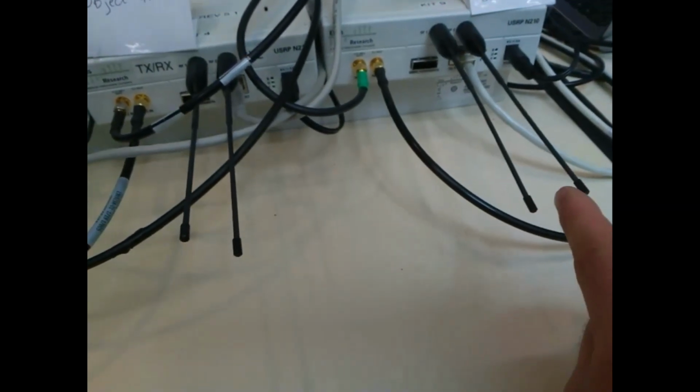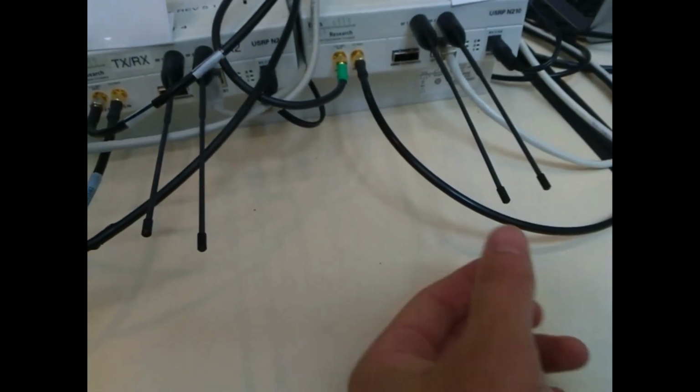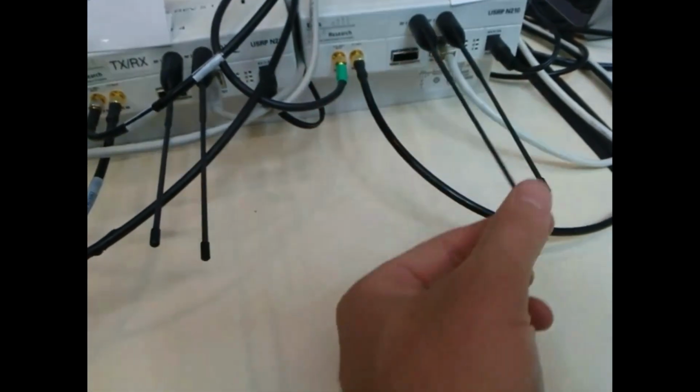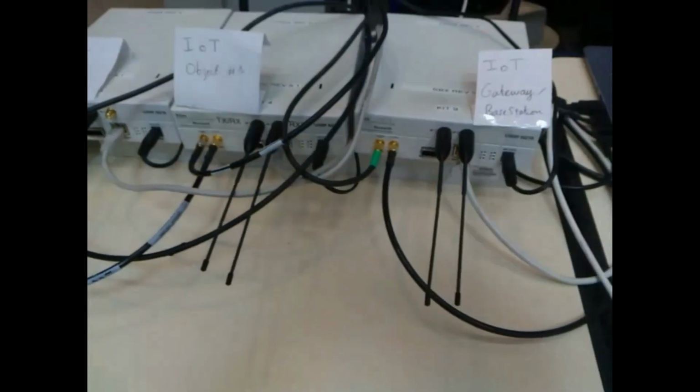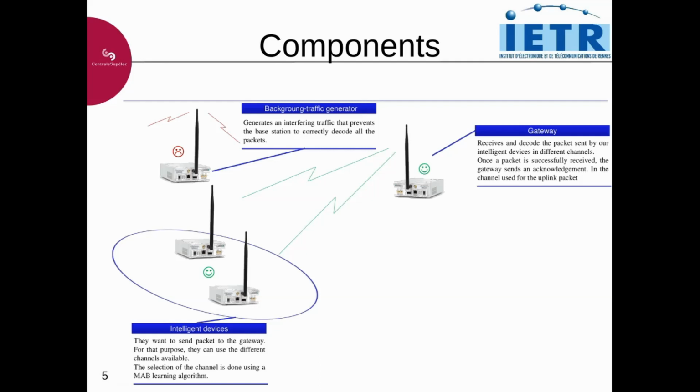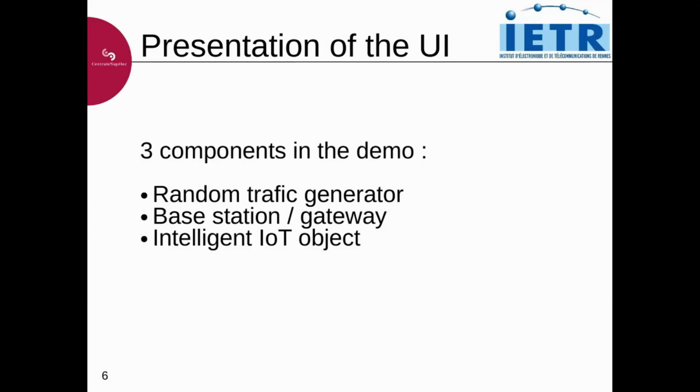The second box is the IoT object, and it will try to learn to use the most free channels. It can do so by sending and receiving messages to and from the gateway. Every 3 seconds, it sends a short message, and if it's received without collision and without interference, the gateway replies with an acknowledgement. Let me present the 3 components in the user interface of our demo.